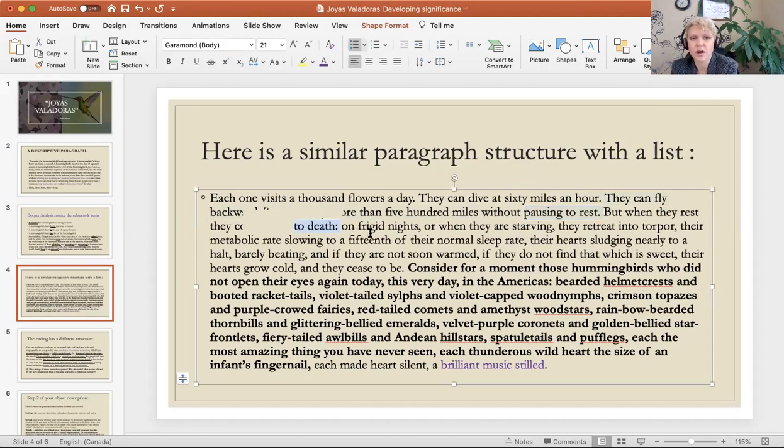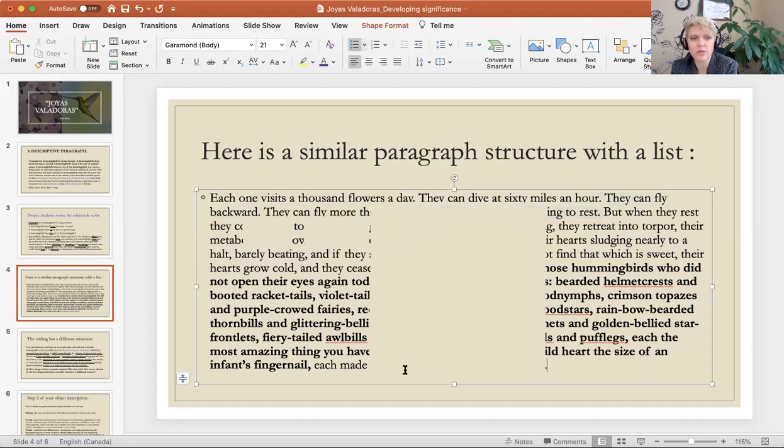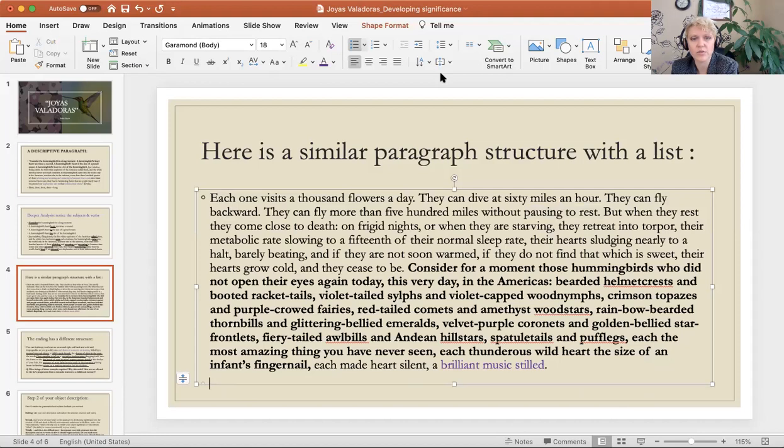Interesting. So on frigid nights, when they are starving, they retreat into torpor, their metabolic rate slowing to a 15th of their normal sleep rate. So their body is clearly designed to conserve energy in some ways, but it is almost at a dangerous cost to their body, although I'm not savvy with a more in-depth look at the design of this creature's biology, etc.